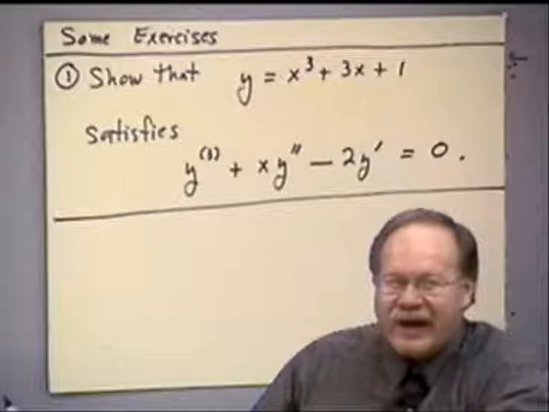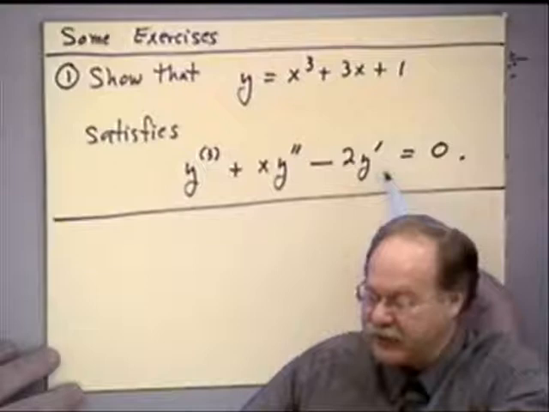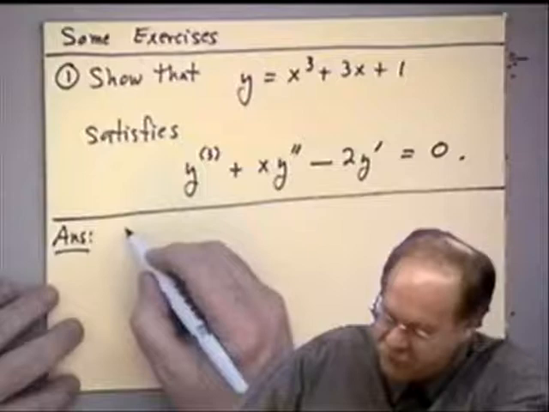We have to show that this function satisfies this second equation. What does satisfy mean? It means if I start with this value of y and produce its third derivative, its second derivative, and its first derivative, and if I substitute those into this expression, I should get 0. In order to do this, I'm going to have to compute the first, second, and third derivative, so let's do that first. So my answer here will be, first of all, to compute the derivative.